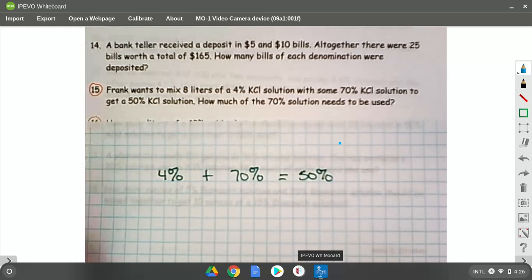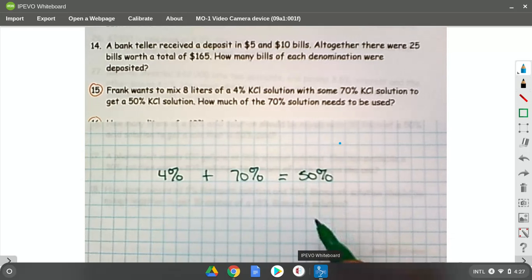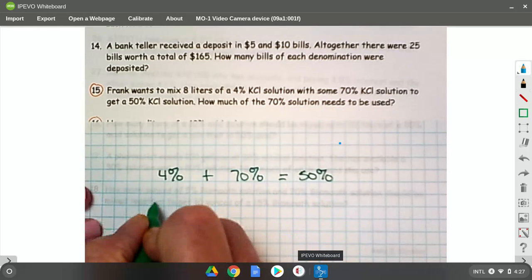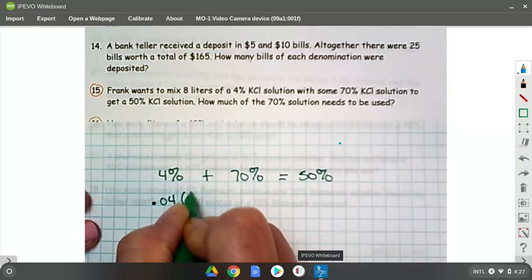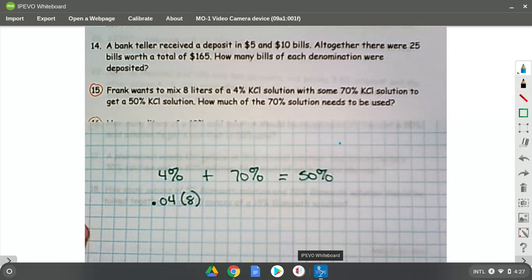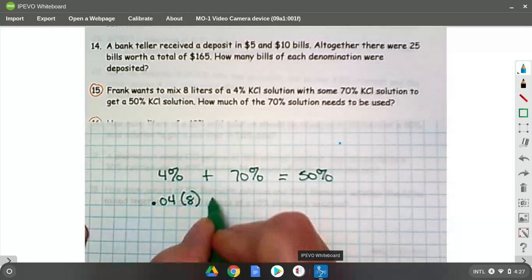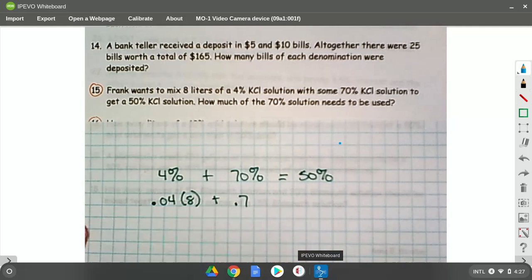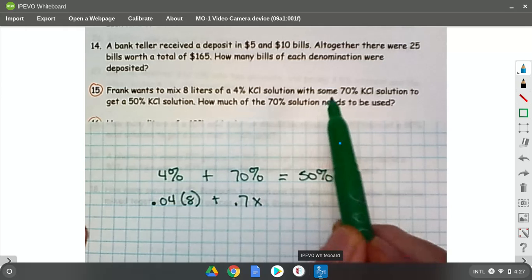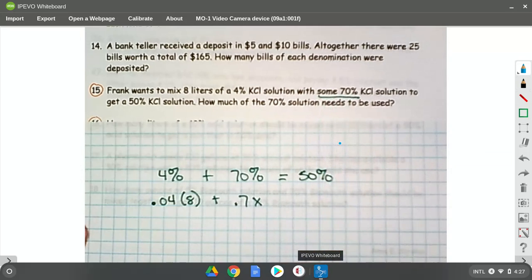Now, what quantities? These are all my rates. The percentages are going to be the rates. My 4%, I know I have 8 liters. So I'm going to go ahead, and you don't have to, but I'm going to change my percents into decimals. Plus 0.7 times X. Because I don't know. It says some 70%. So there's my variable.